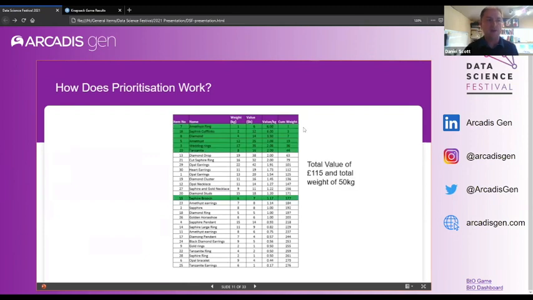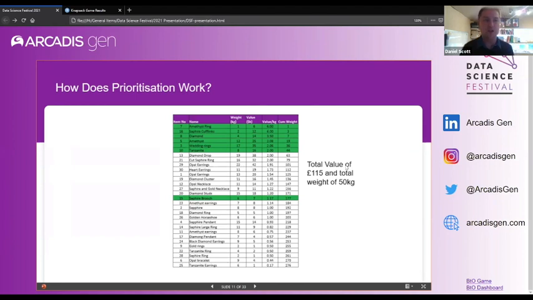Working from the top, I can get 6 items into my bag, and I'm up to 44 kilograms. So I've now got 6 kilograms worth of space to fill. What I can do is carry on working down my table, looking for the next item I can find that is 6 or less kilograms. I find it down here with this sapphire brooch. And that gives me my 115 pounds worth of items and a total weight of 50 kilograms.